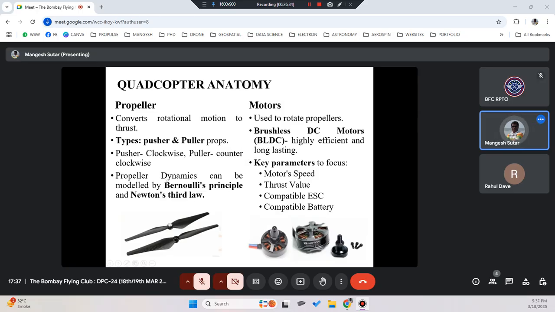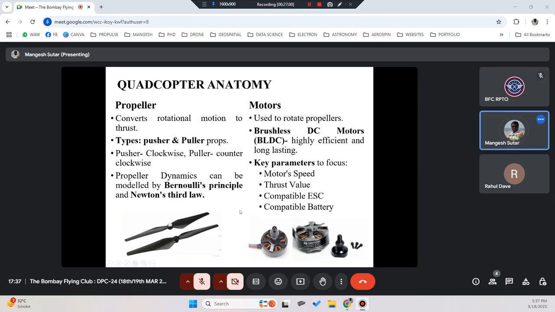The propeller dynamics can be modeled by Bernoulli's principle and Newton's third law. As it pushes the air downwards, it follows Newton's third law, whereas Bernoulli is for fixed wings. The propeller design actually follows the Bernoulli principle. You have a leading edge as well as a trailing edge here. If you see these propellers, these are two different types of propellers.